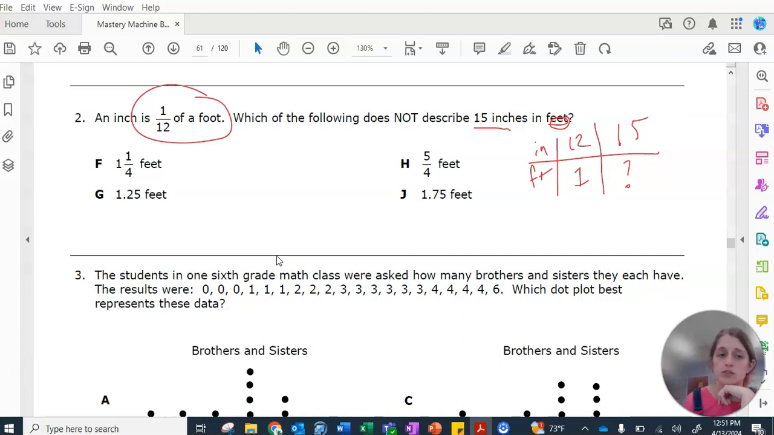You can double check because obviously these two are not the same, so you should not be picking. If you can decide, oh, one of those fractions is equivalent to G or J, 3 of them are equivalent and 1 of them is not.